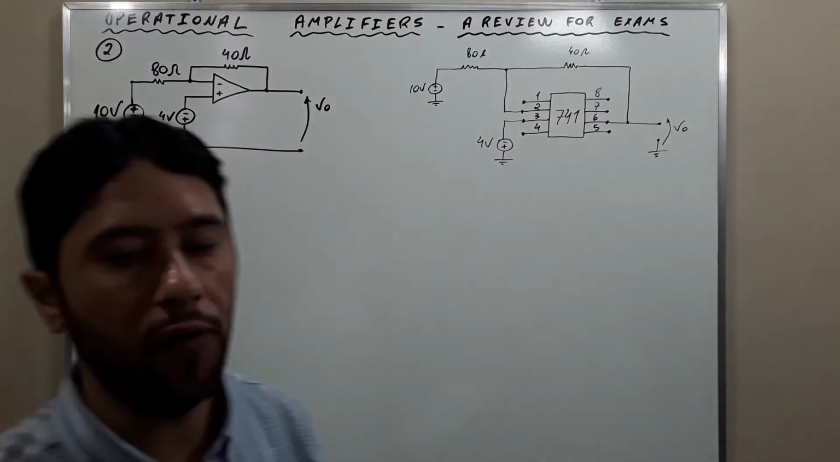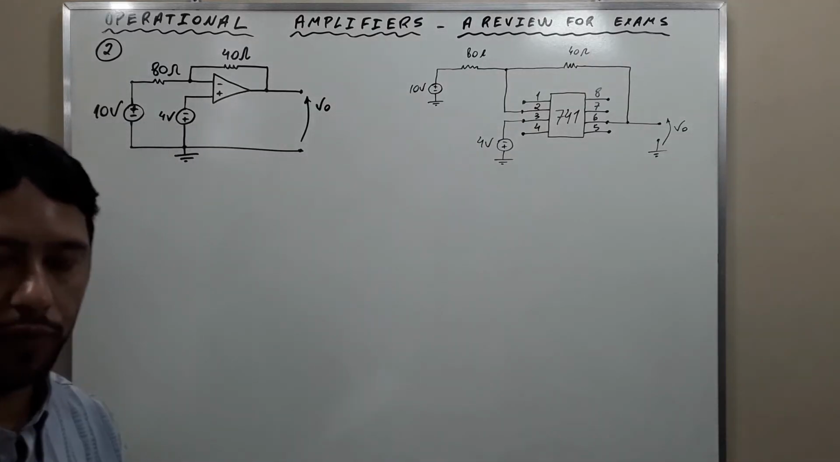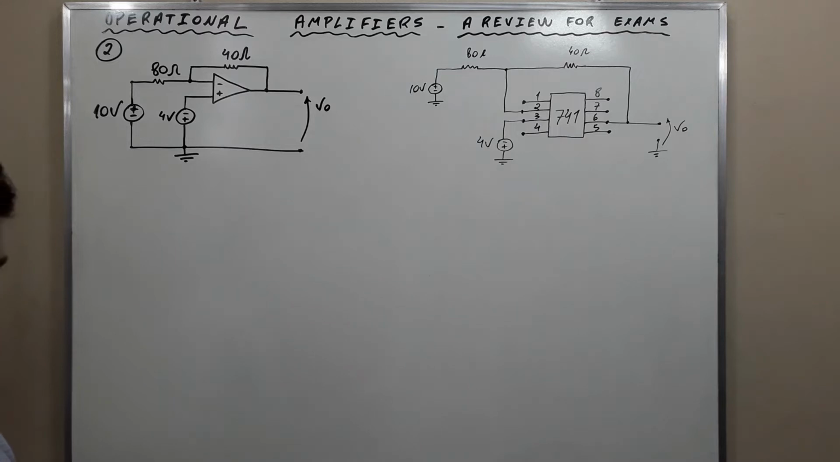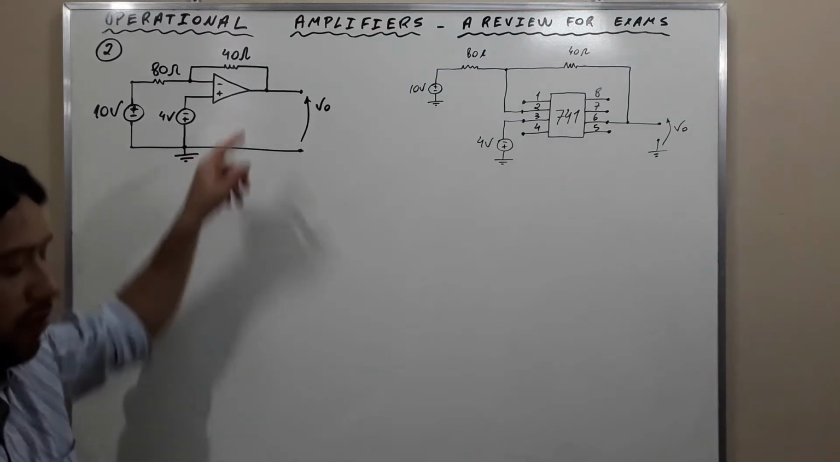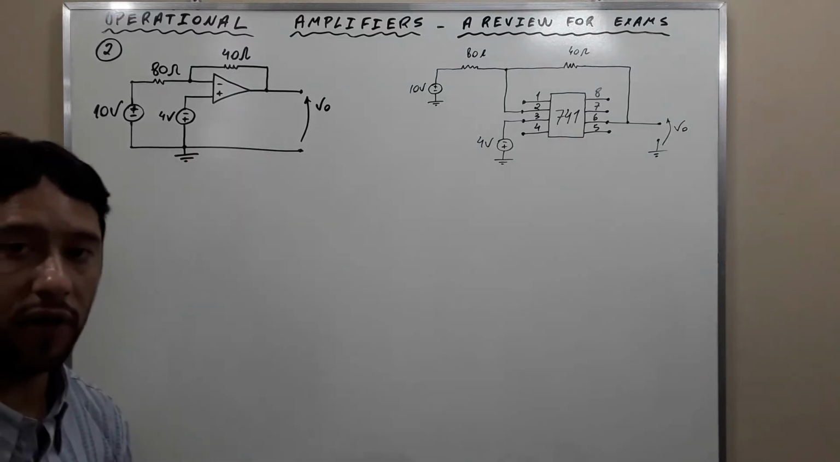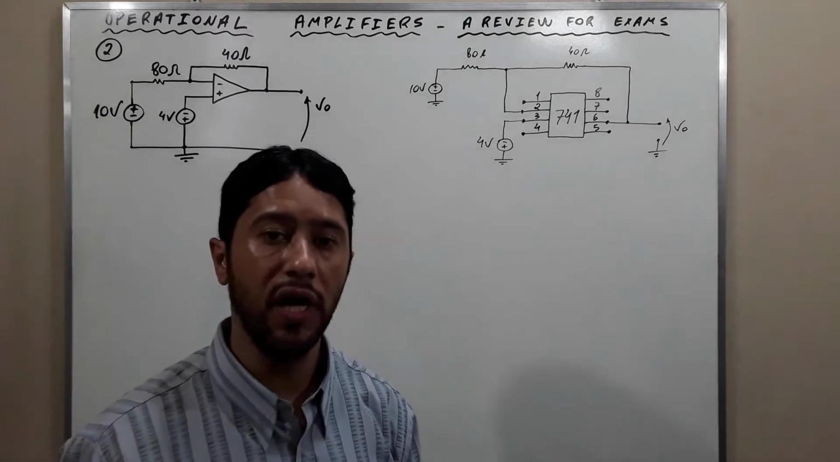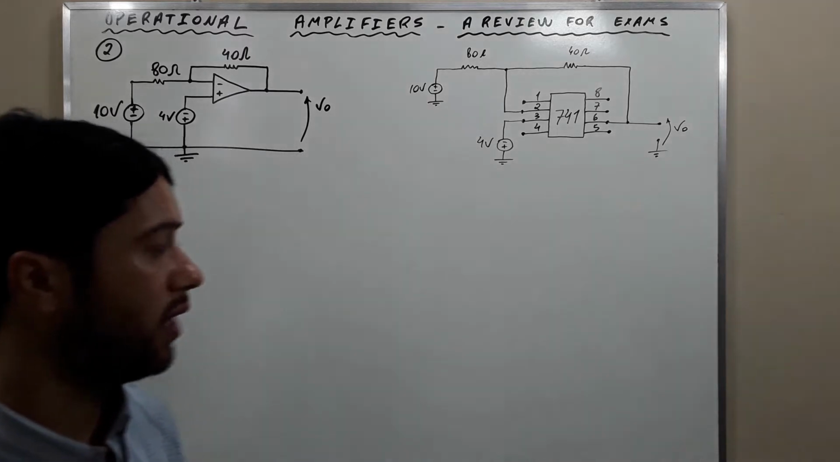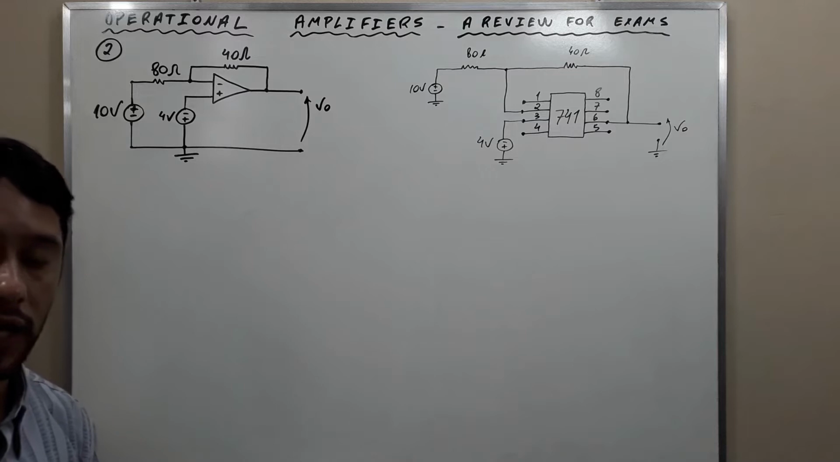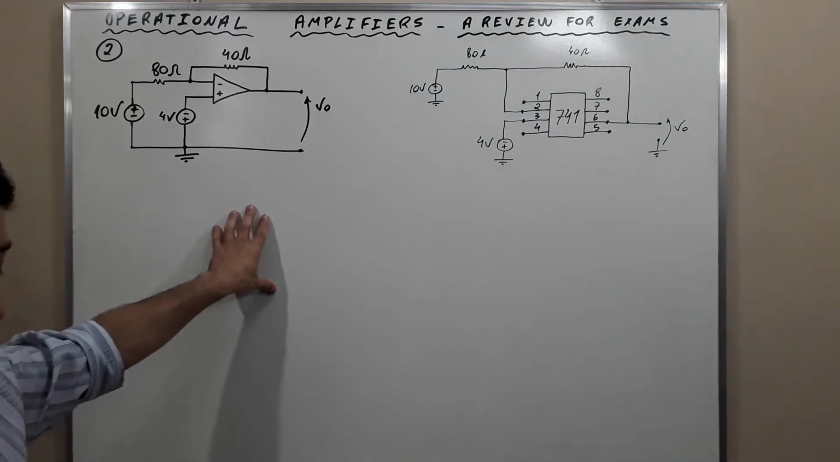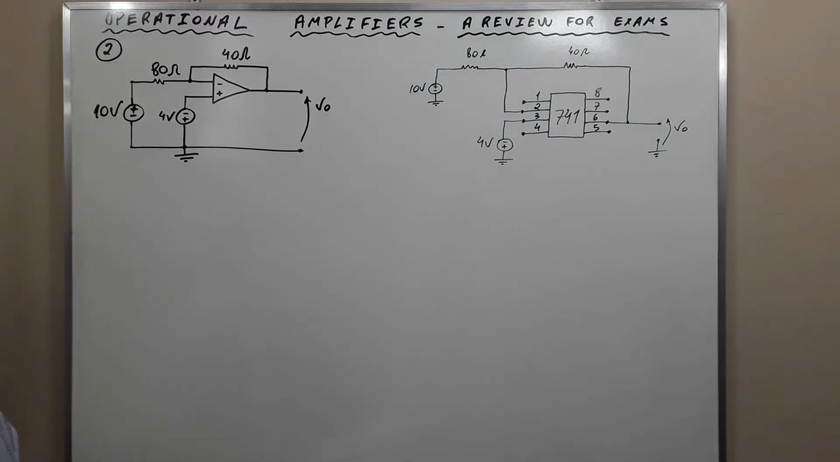Exercise number 2 now. Calculate the output of the circuit if the op-amp is ideal. Okay, my friends, this is the question. Let's go to the solution. As we did before in exercise 1, here we are going to apply superposition.